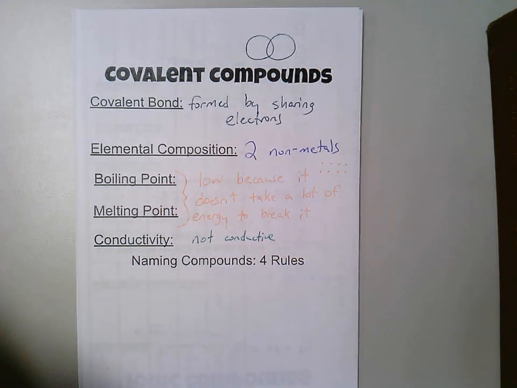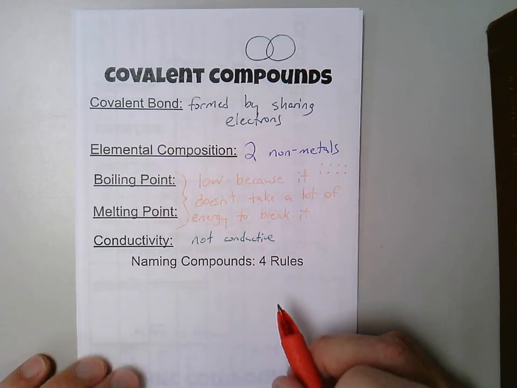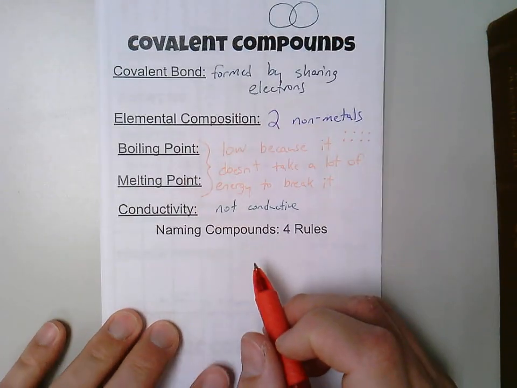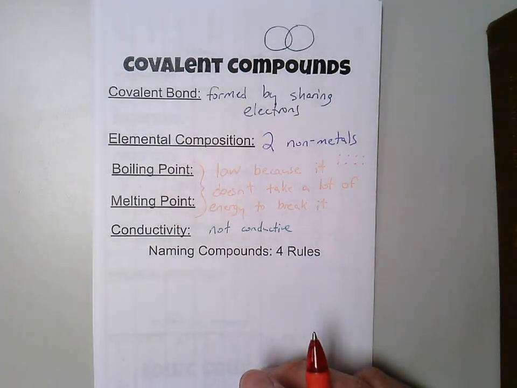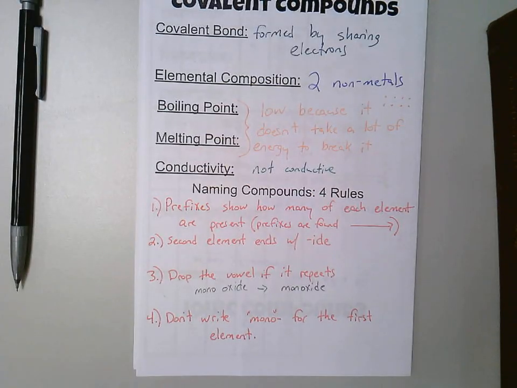All right, so now we're going to get into rules. There's some rules for naming covalent compounds. I'm going to go ahead and I'll write each one, and then I'll talk about it. All right, so I went ahead and wrote all of them.